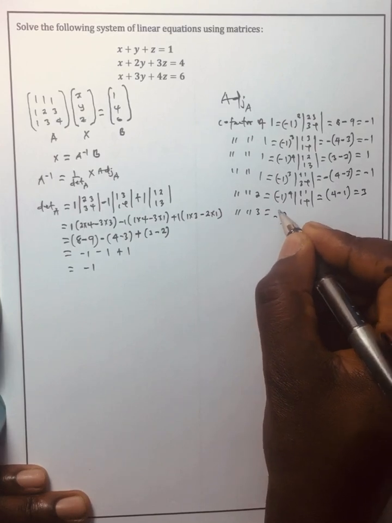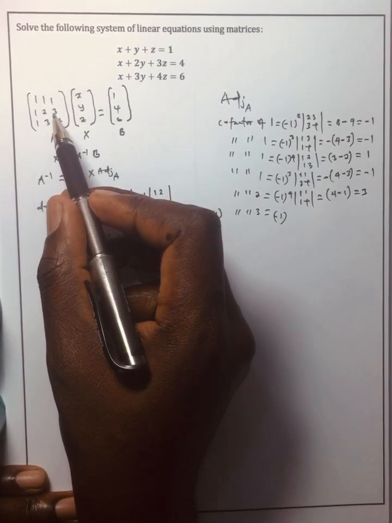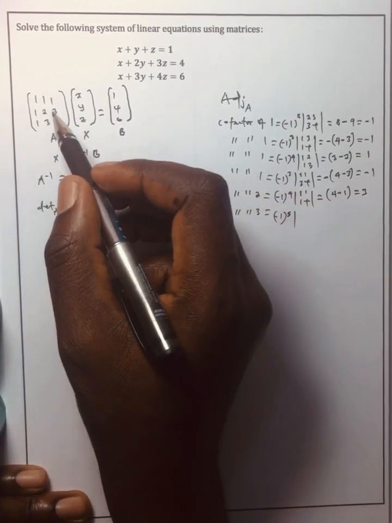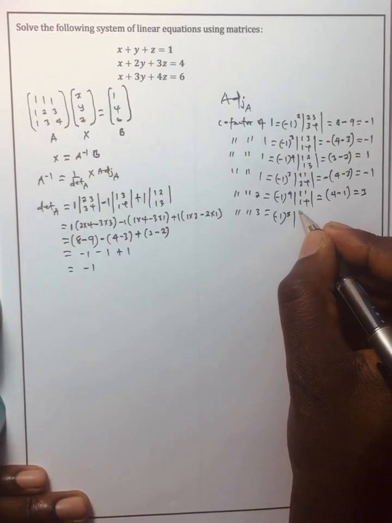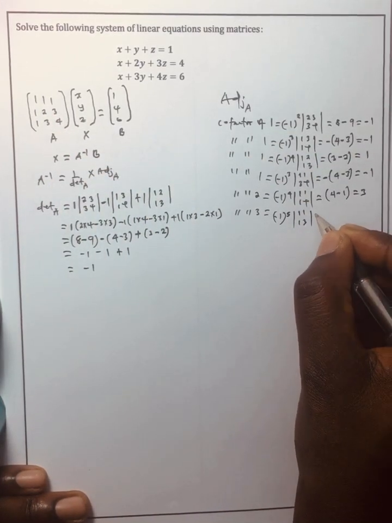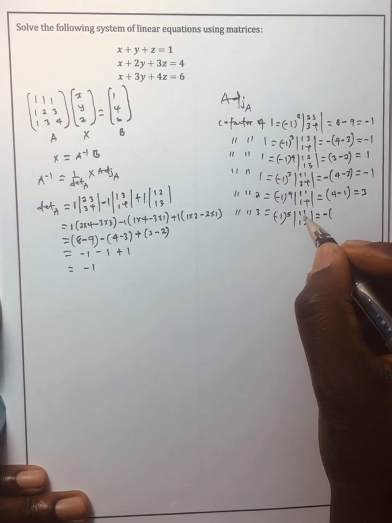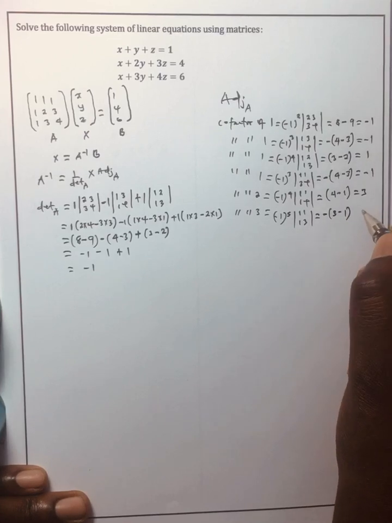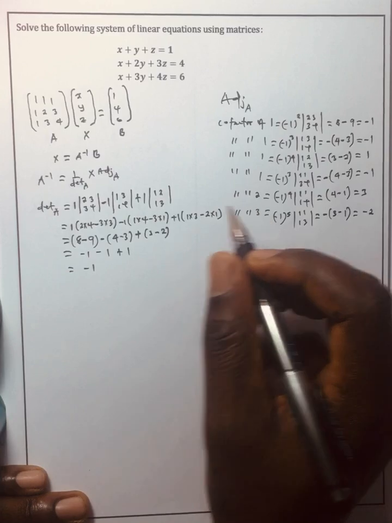So negative 1. So 3 is in row 2, column 3. That is the power of 5. When you cover its row and its column, you're left with 1, 1, 1, 3. So you have negative 1 times 3 is 3, minus 1 times 1, which is 1. So that is negative 2. And the next one is 1.